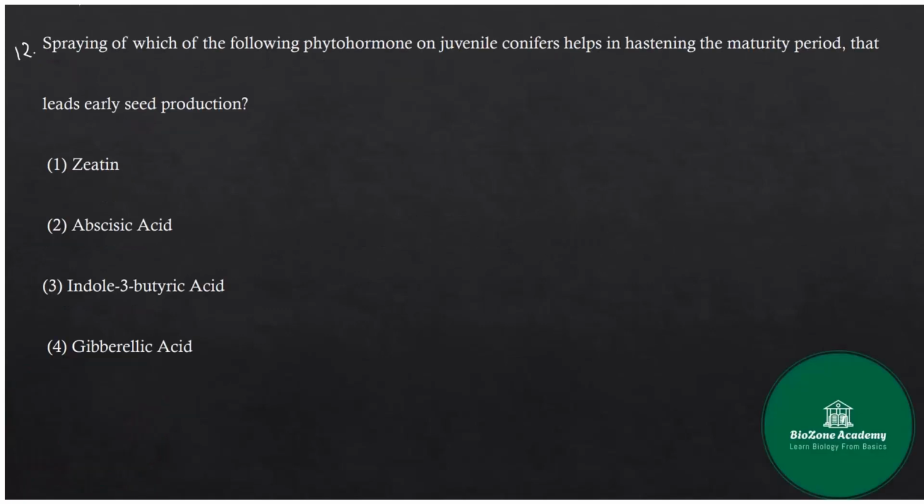Next, spraying of which of the following phytohormones on juvenile conifers helps in hastening the maturity period that leads to early seed production? Options are zeatin, abscisic acid, indole 3 butyric acid and gibberellic acid. So the correct option is gibberellic acid.